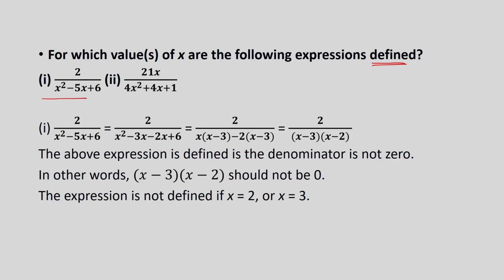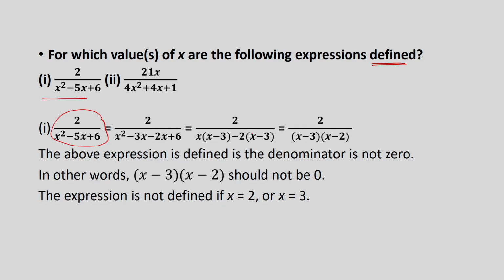Okay, let us start with the first problem. As we can see, 2 divided by x square minus 5x plus 6, we can write this expression as 2 divided by x square minus 3x minus 2x plus 6. Actually, what we are trying to do is factorize the denominator. So, that is the general idea.